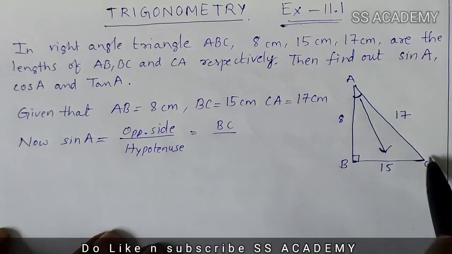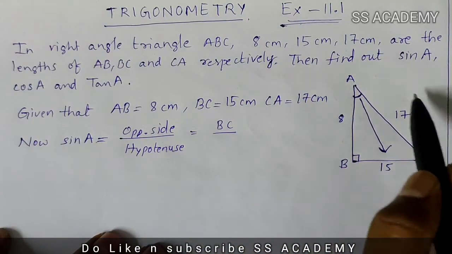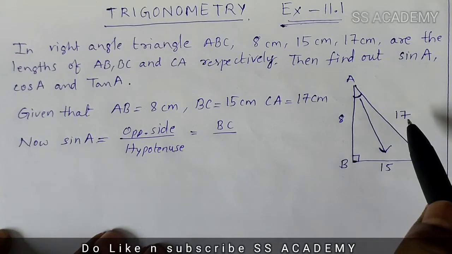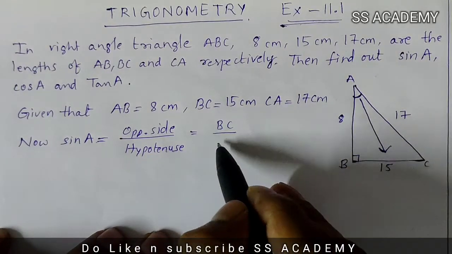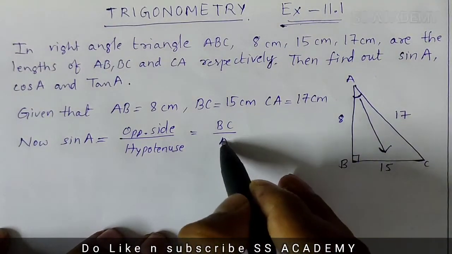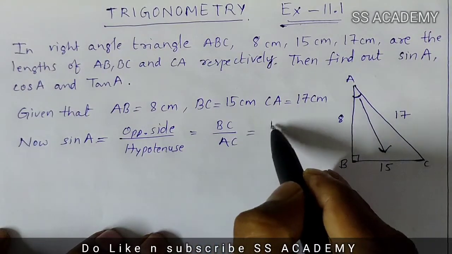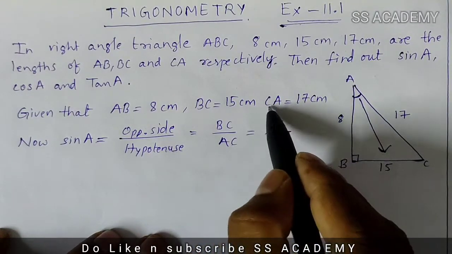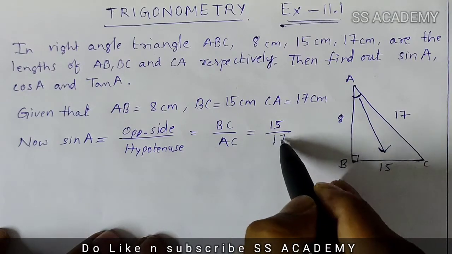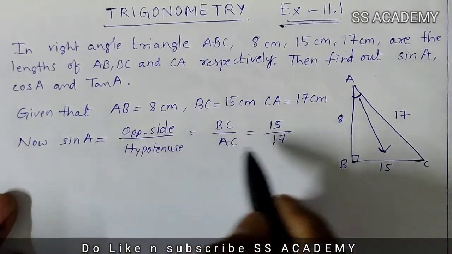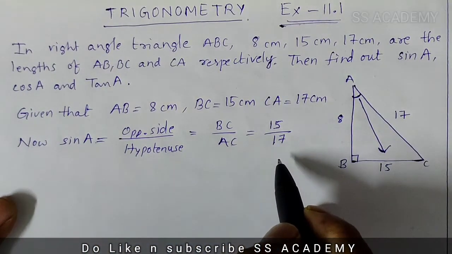So the longest side will be the hypotenuse here. So what is the longest side here? 17. So write AC. So you know that BC equals 15 centimeters and AC equals 17. Therefore, sine A equals 15 by 17.